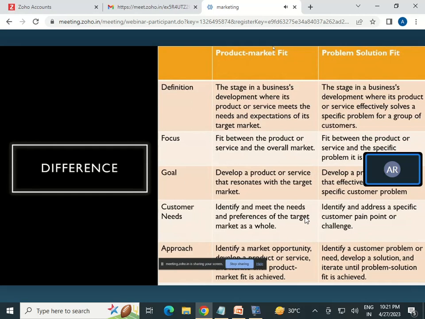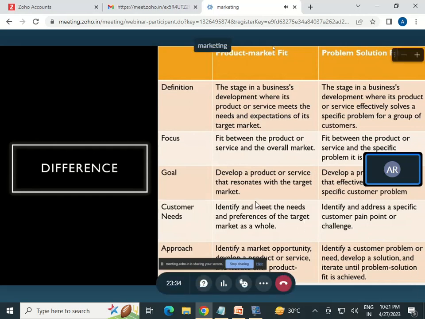Exactly, just like Slack. Slack was not a product that you launch in any market, right? It's a platform that your corporate workers or employees will use for their group work, right? So this is how you target your group of customers. Now, goal: develop a product or service that resonates with the target market, right? Whatever the needs of your targeted market, you will develop your product like that. This is the goal for the product market fit.